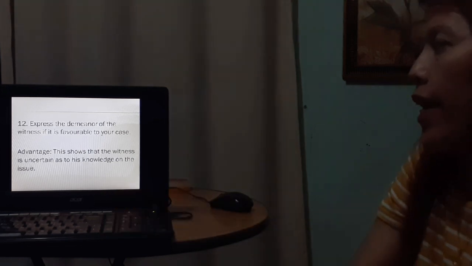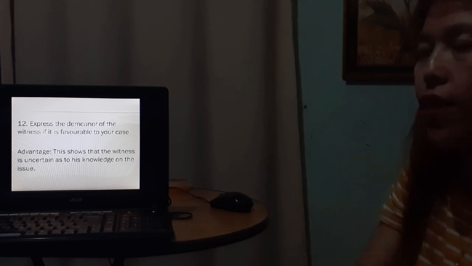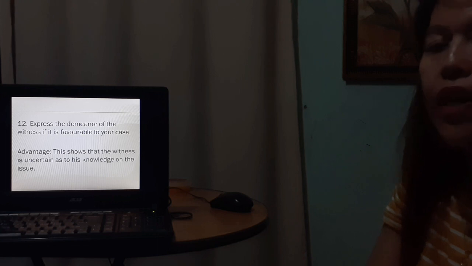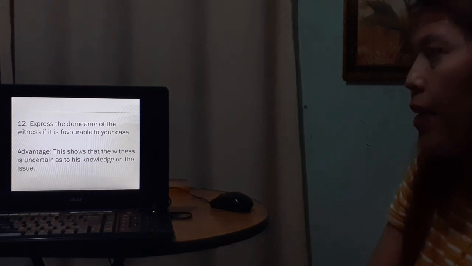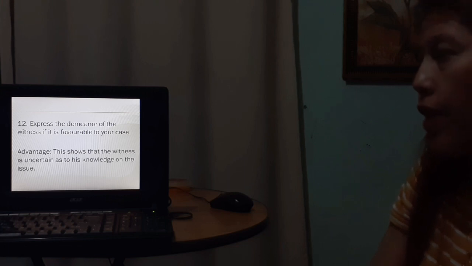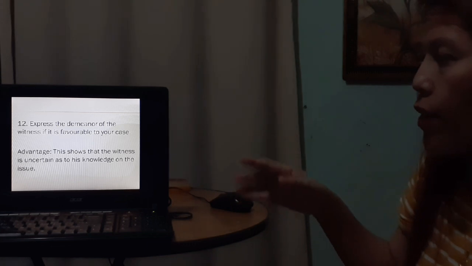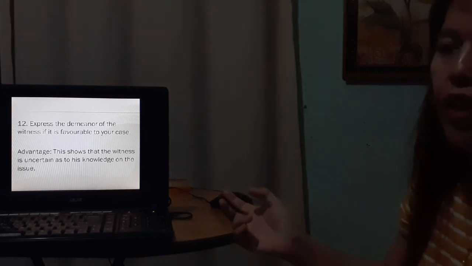And the last one is, express the demeanor of the witness if it is favorable to your case. Always address this one to the judge. It is very important to know the credibility of the witness, and it can be identified by expressing the demeanor of the witness if it is favorable to your case. Address that to the court right away. All of these rules are very simple, actually. You just need to study the case very well and make sure that you are prepared.